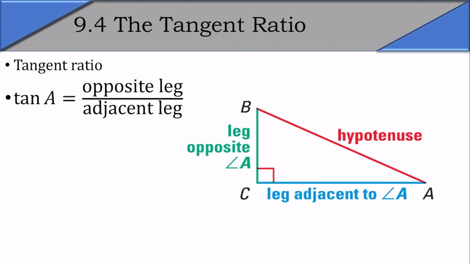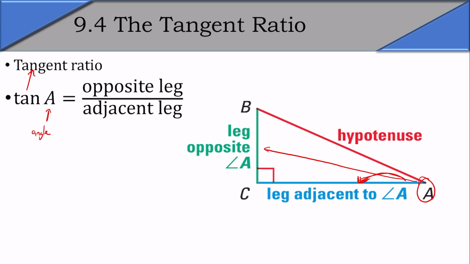Now let's break down these parts. TAN stands for tangent. It's not a color, it is tangent. The A is an angle, and you can see in the triangle we have angle A. The side on the other side of the triangle is the opposite leg. And the adjacent leg is the leg that is touching or makes up the side of the angle. The adjacent is never the hypotenuse. The hypotenuse is the hypotenuse, not the adjacent. The opposite and adjacent are always legs.